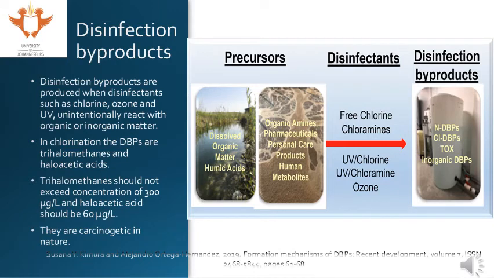Now we're going to be discussing disinfection byproducts. Disinfection byproducts are produced when disinfectants such as chlorine and ozone react with organic and inorganic matter, and they are also called trihalomethanes, and they are carcinogenic in nature. And we know that chlorination and ozonation form harmful disinfection byproducts, but with UV, there are no known disinfection byproducts formed.